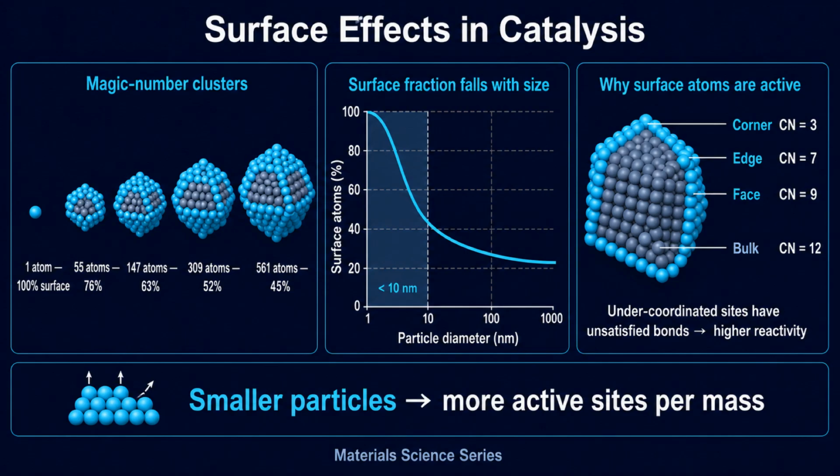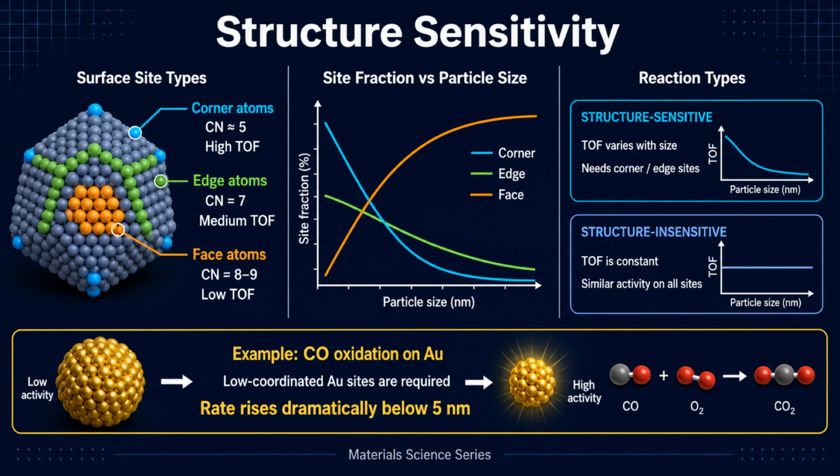Corner atoms have a coordination number of about 5, edge atoms about 7, and face atoms 8 to 9, compared to 12 for bulk atoms. Lower coordination means higher reactivity. This leads to structure sensitivity in catalysis. Structure-sensitive reactions are those where the turnover frequency depends on particle size. This happens when reactions specifically require low-coordinated sites like corners and edges.